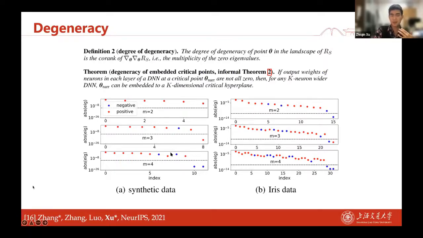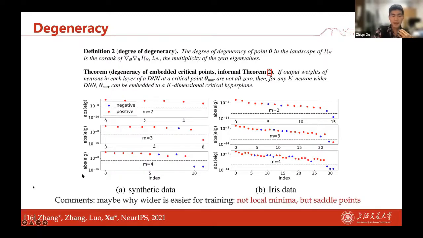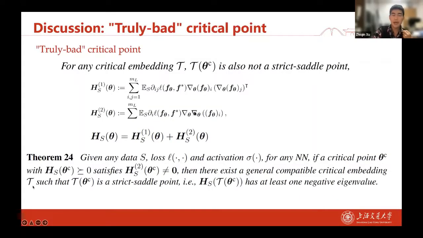That means that in larger networks, the critical points may have more descent directions. That may explain why wider neural networks are easier to train, because there may be no local minimum, but saddle points with more and more descent directions. But we are also thinking about whether there is any true local minimum, meaning that no matter how many embeddings, it is always a local minimum without any negative eigenvalue. It's possible, but we have this theorem: if we decompose this Hessian matrix into two parts, and this decomposition is very natural, and the second part does not equal zero, then you will have an embedding such that after embedding there will be a negative eigenvalue. So it will turn into a strict saddle point.